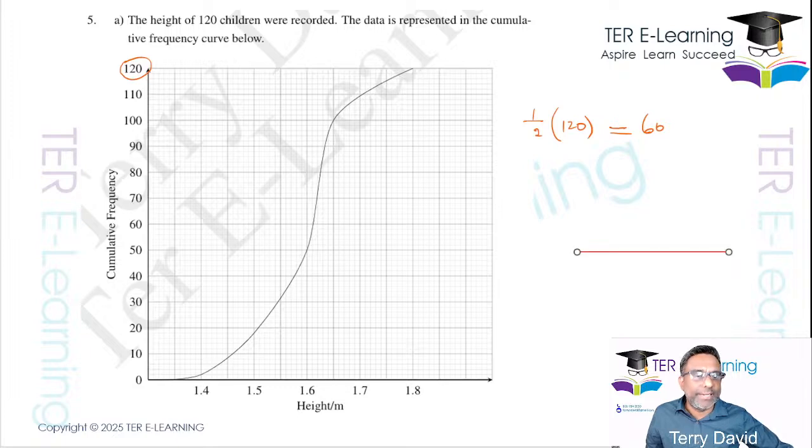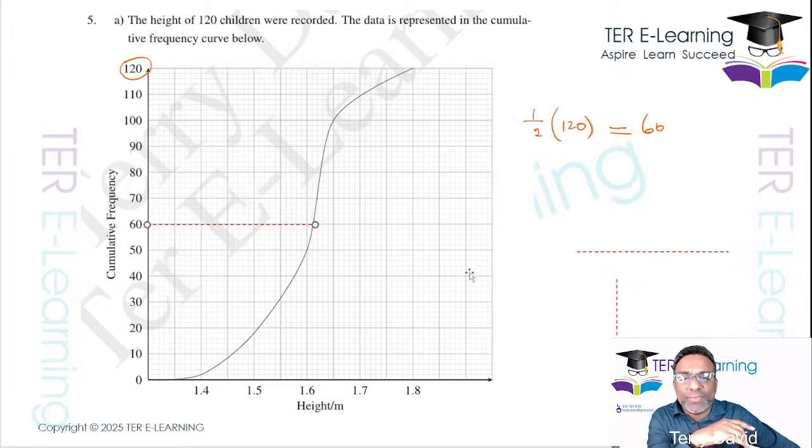I need a few lines here in order to answer this question properly. I need that, and I also need a vertical line as well, an arrow. All right, so first things first, let's read off at 60. You all need to draw some construction lines on your exam paper if you need to find the median. And what we're going to do here, we're going to read off this value from the graph.